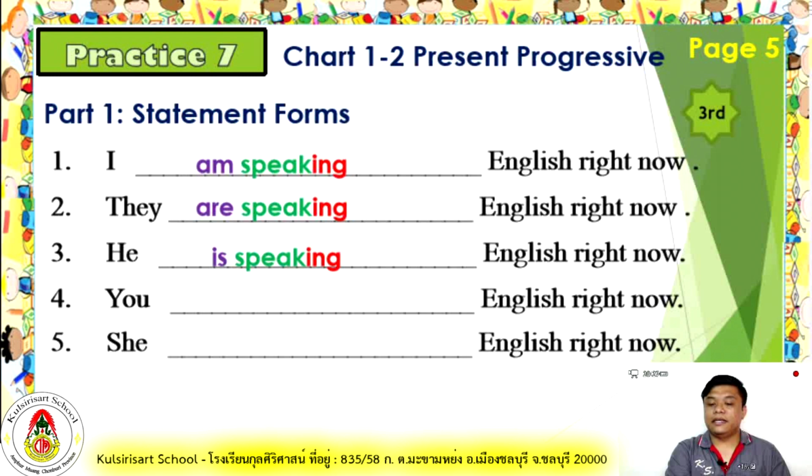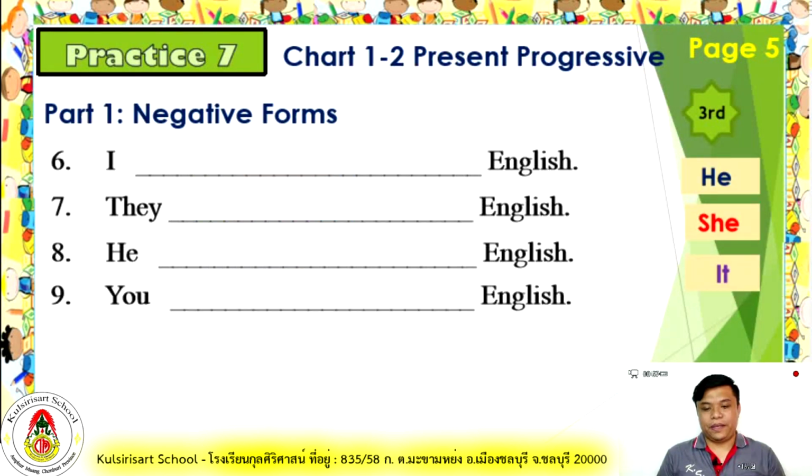He is, and you are, and she, what? She is. So instead of saying you is and you am, you will say you are speaking English right now. And lastly, she is speaking English right now. Is she speaking English right now? Yes, she's speaking. For our next topic, negative forms of present progressive form of the sentence.